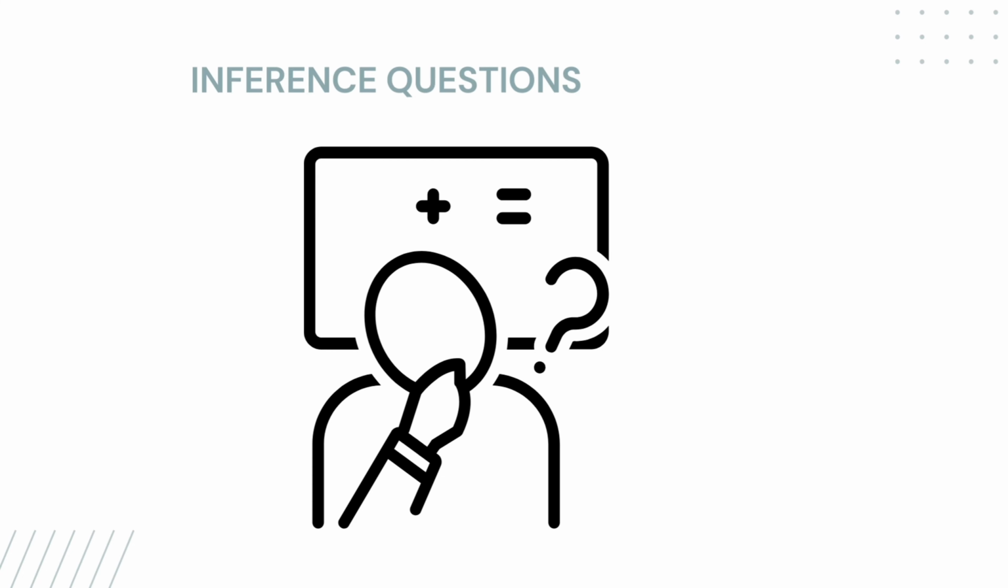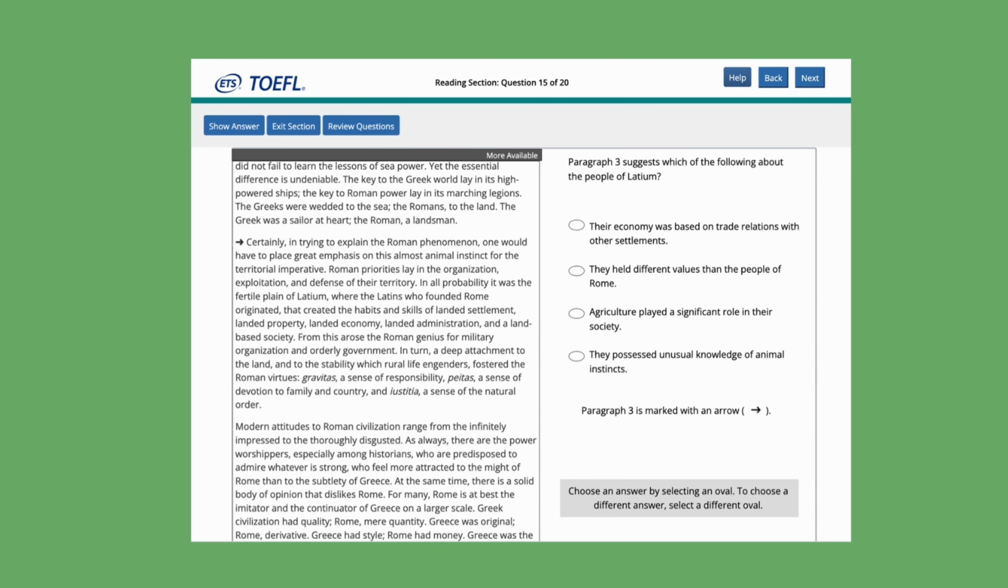The only thing that you can infer based on logic is that I am 30 years old. So that's what an inference question asks you to do. It asks you to make an inference, so to make a logical guess based on evidence. This is what it looks like.